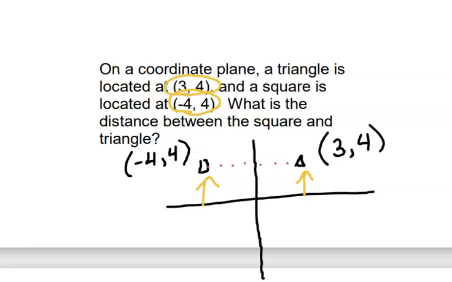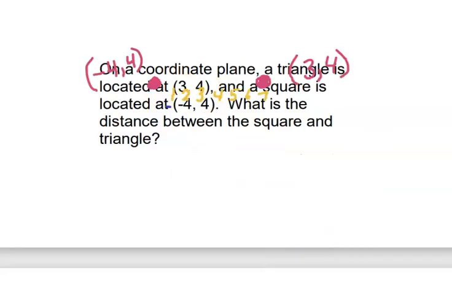So basically this is 3 from the line here, and this is 4 over from the line here, which means it's going to be 4 plus 3, which is 7. Okay, so the distance from the triangle to the square is 7. So to see it a little bit clearer, we put it on an actual coordinate plane. So you can see that it's 1, 2, 3, 4, 5, 6, 7 away.